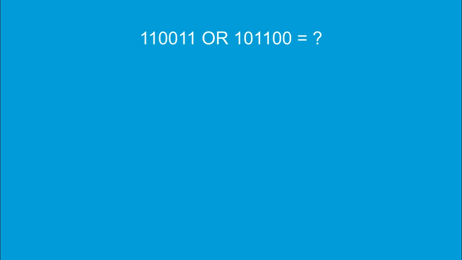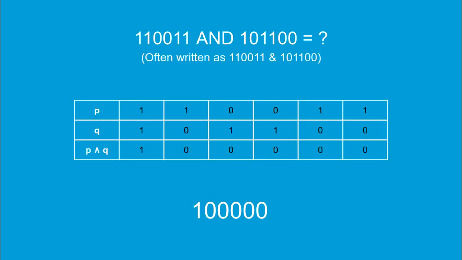3 zeros would make a 1? No, because AND. So you have to go back to the truth table for AND, the understanding of AND. AND is only 1 when P and Q are both 1. Okay?